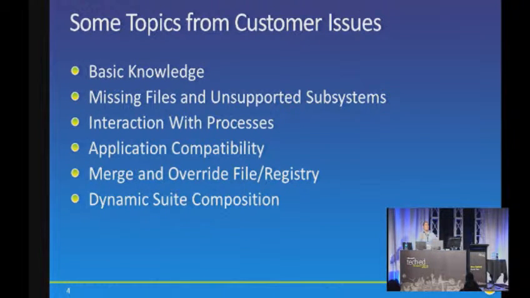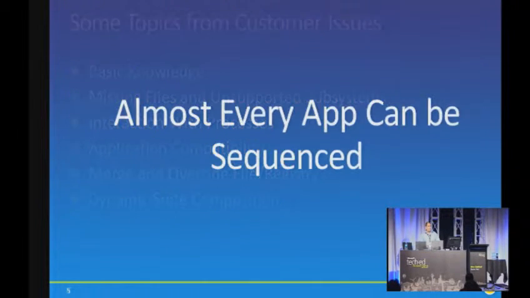So when AppV instantiates its applications, how does that virtual application see the underlying operating system? I also want to delve into some cases we've had around dynamic suite composition. Dynamic suite composition is where we take two separate virtualized applications and merge them into one virtual environment so they can both see each other.